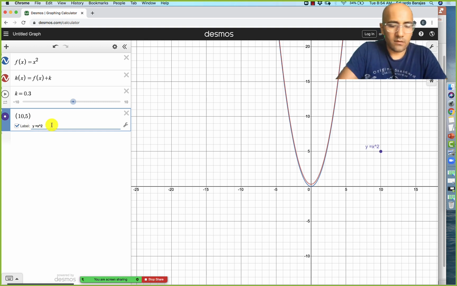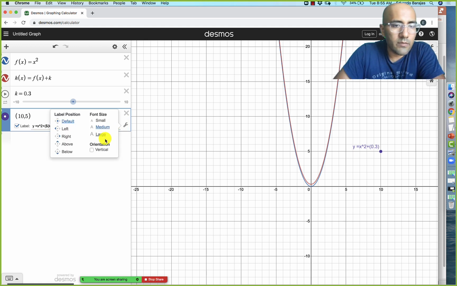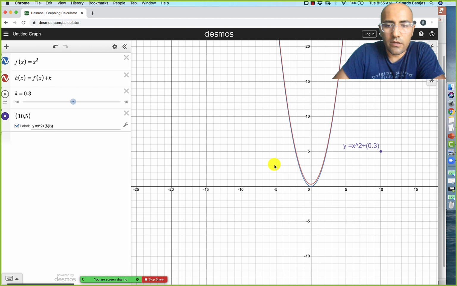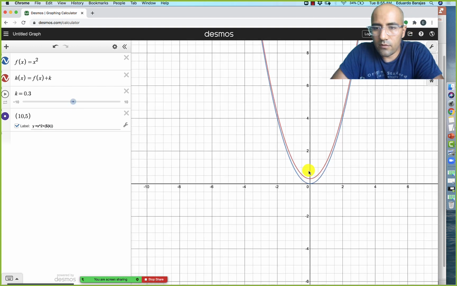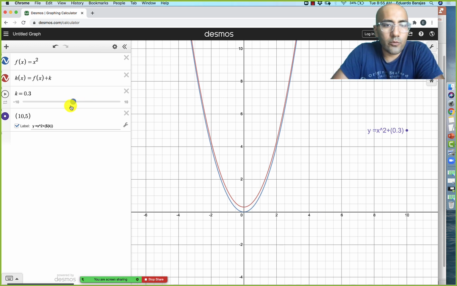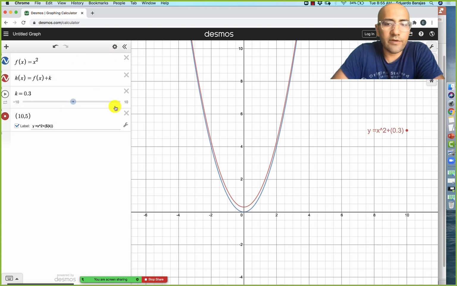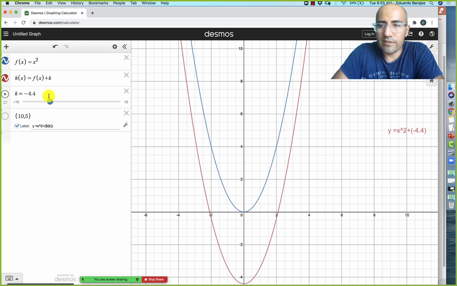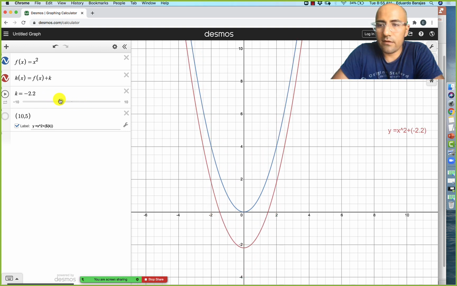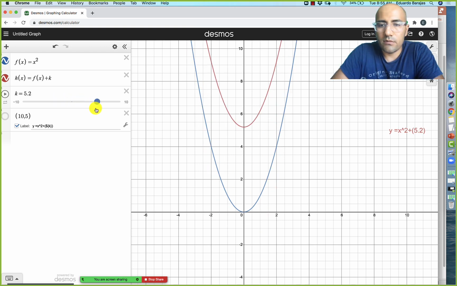Y equals, and then plus k. And then let's put this in parentheses. And let's make this large. And that looks good. Okay, so here is the original function in blue. Let's change this to red to match. So the original function in blue is x squared, and then here is this function here, and we can see what happens when we add or subtract a constant. Right, so the red one right there is x squared minus 2.2. The red one there is x squared plus 5.2. Okay, so I hope that part's clear.